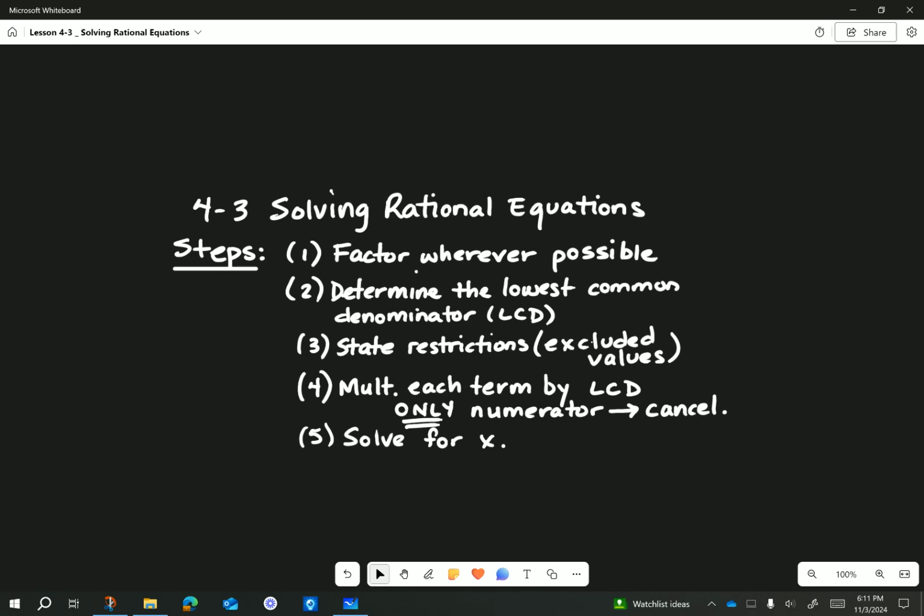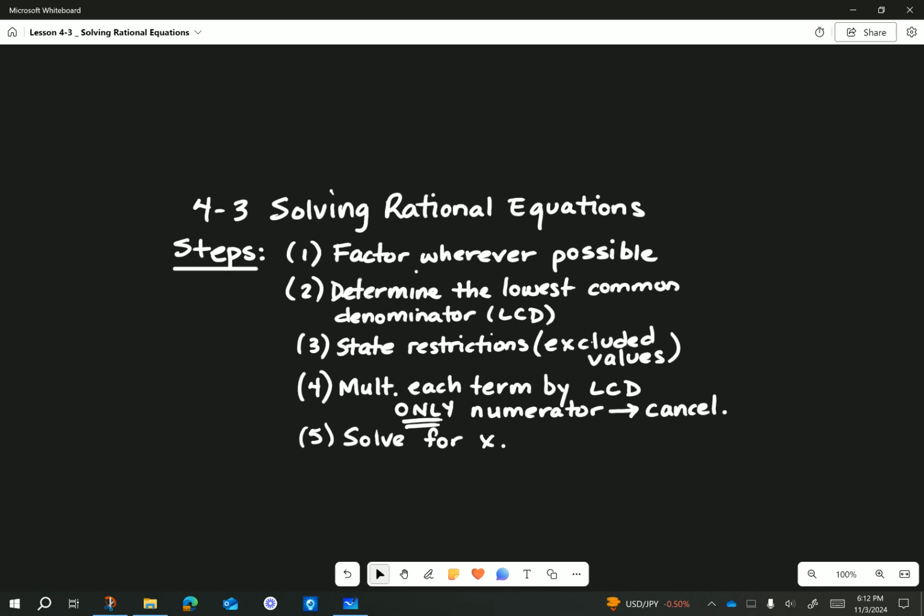First step, just like we have in previous sections, I need you to look for any opportunity that you have to factor wherever possible. So whether you are factoring trinomials, looking for the greatest common factor, applying difference of squares, look for every opportunity you can to factor. Second step, you are to find the lowest common denominator, and we will use the letters LCD moving forward. Look for the lowest common denominator. Step number 3, we will talk about what exactly restrictions or excluded values are when it comes to solving rational equations, so stand by on that.